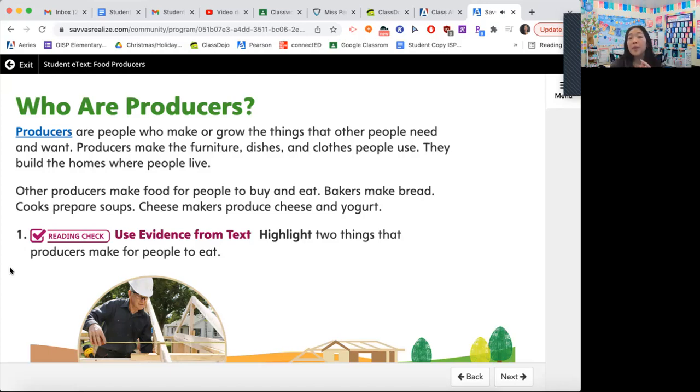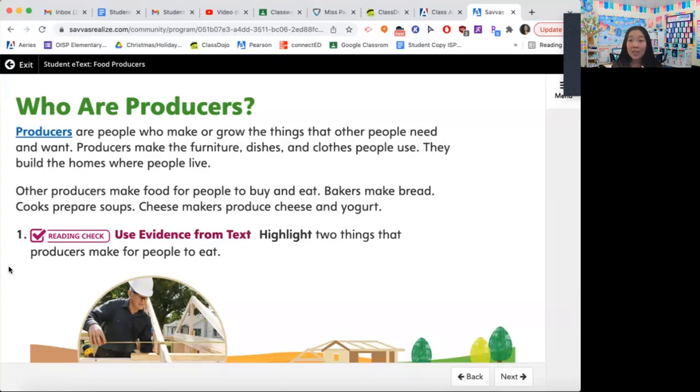So producers are people who make or grow things. Your parents might be producers. They might produce things for their business that they own or a company that they work for. Look around your house. All of the things around you had to be produced in some way. For example, I'm using a table for my computer. My table was produced by people who make furniture. The computers you guys are all using were produced by technology people who build computers.